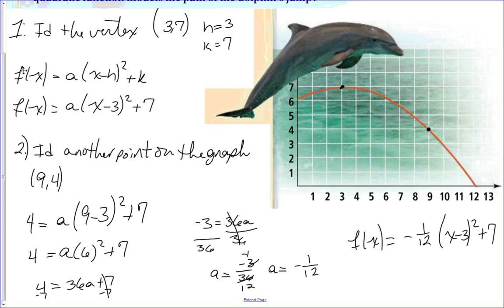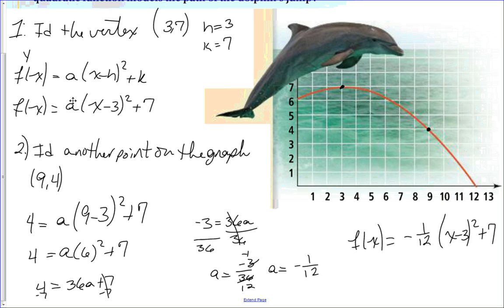So then we took our vertex form, which is f of x or y, you can call it either one, y or f of x, equals a, parentheses, x minus h squared plus k. Then, since we know h and k already, 3, 7, we went ahead and plugged those in. F of x equals a, parentheses, x minus 3 squared plus 7. All we did was plug in h and k. Now, we still have to solve for a.